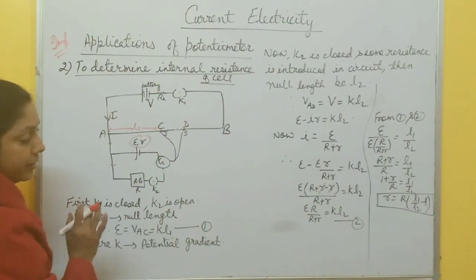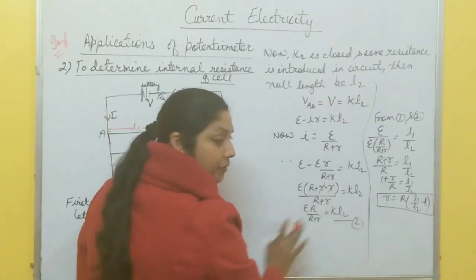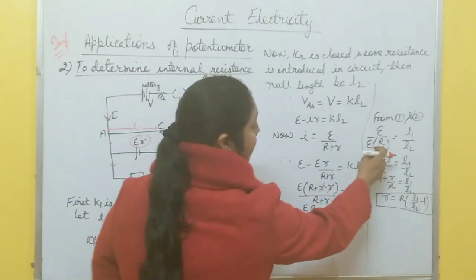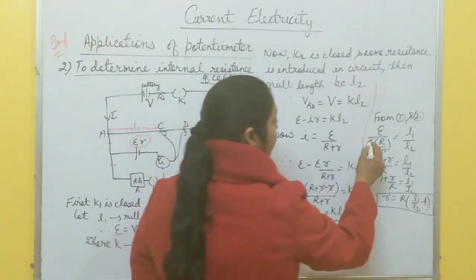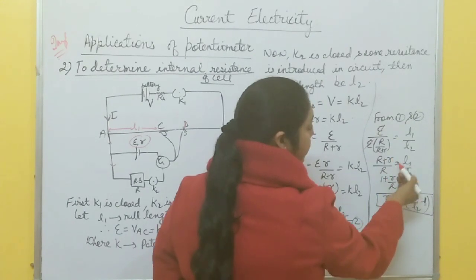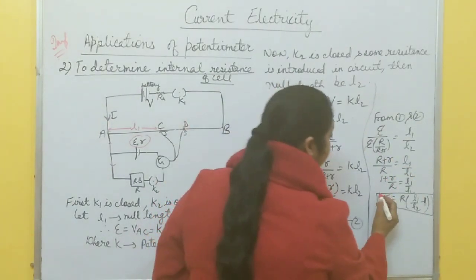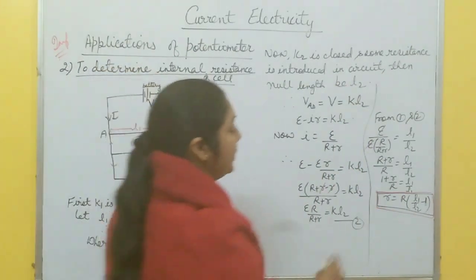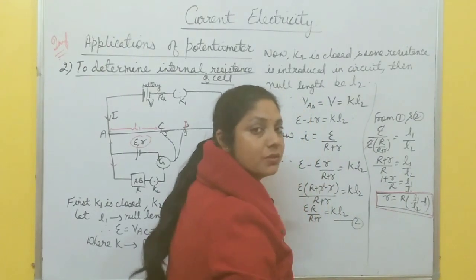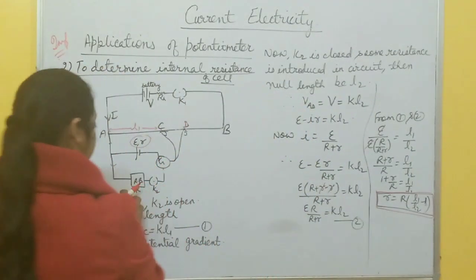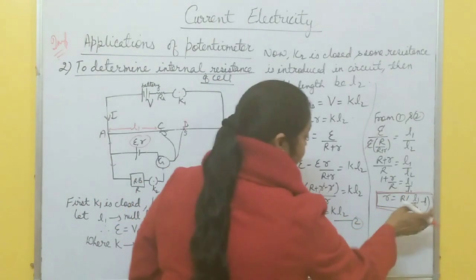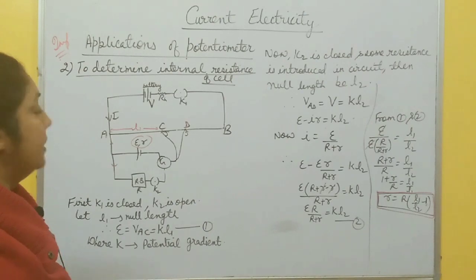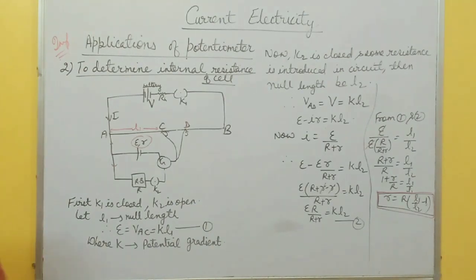First, E is KL1. The second equation is E R by R plus r equal to KL2. Now you divide these two equations. E by E R over R plus r equals L1 by L2. E cancels, you get R plus r by R equal to L1 by L2. From here, you can easily calculate the small r, the internal resistance of the cell, that is r equal to capital R times L1 by L2 minus 1. This R is known, right? So L1, L2 are also known. You can easily calculate the internal resistance of the cell using this potentiometer, right? And this one is very, very important.